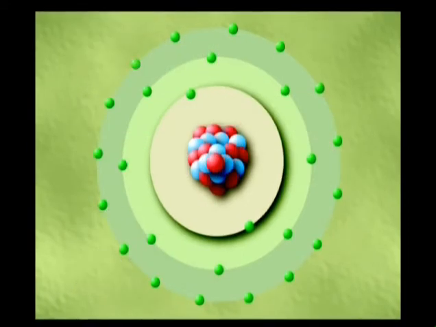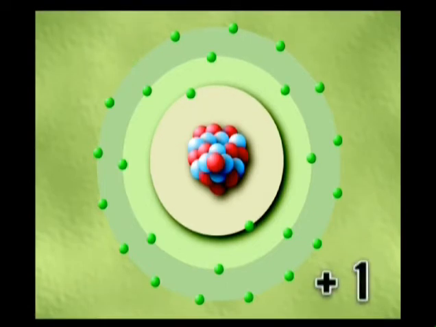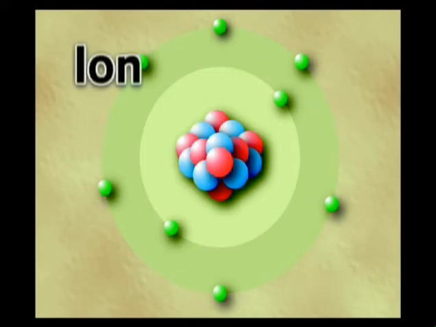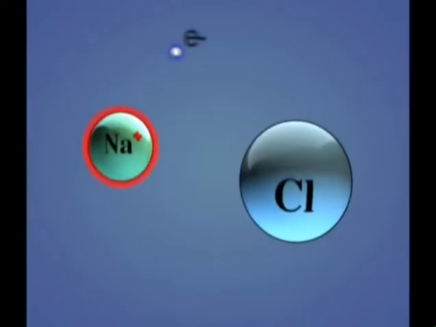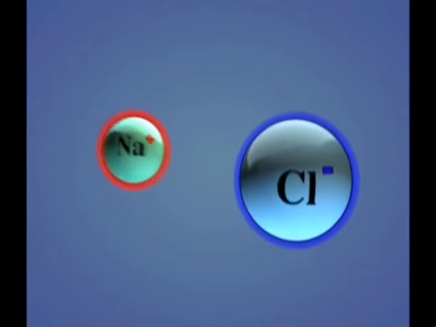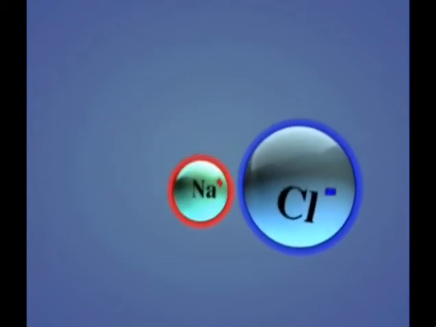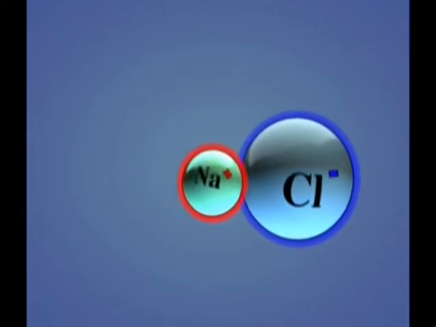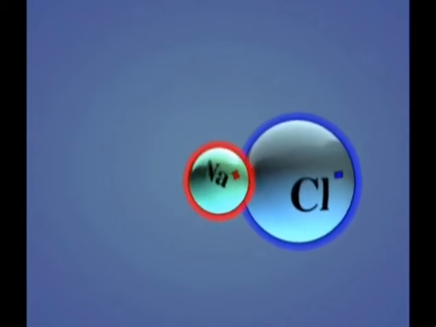When iron loses a negatively charged electron, its overall charge becomes +1. When an atom gains an electron, its overall charge becomes -1. An ion is an atom that has lost or gained electrons. Ions are charged atoms. Ionic bonding involves the transfer of electrons between atoms. In ionic bonding, an atom gains electrons and the other atom loses electrons.